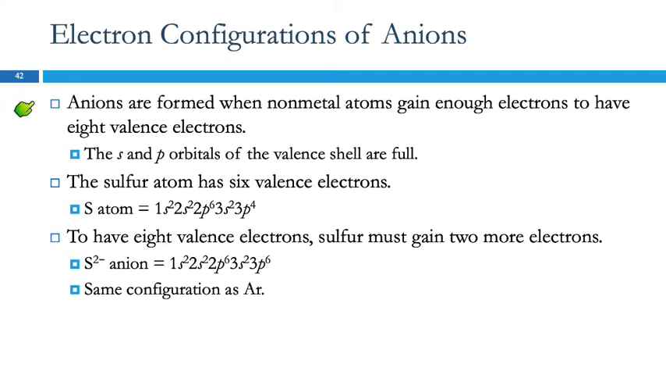So the anions form when we have nonmetal atoms gaining enough electrons to have 8 valence electrons, and when that happens, the s and p orbitals of the valence shell are full. So if we look at sulfur's electron configuration, it ends with 3p4. To be full, it needs 3p6, right? So gaining 2 electrons, we fill that up, and now it has the same electron configuration as argon.